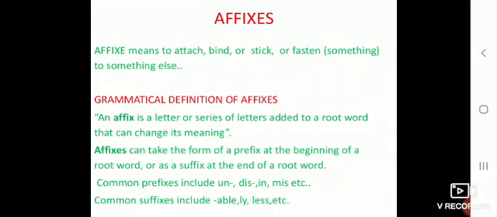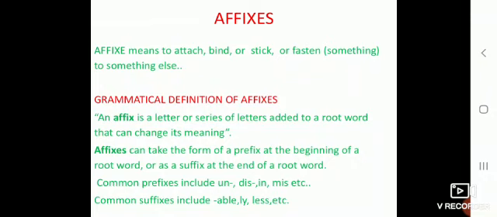So here we have some common prefixes: un, dis, in, and mis. Okay, these are some common prefixes, and there are more, which we are going to put before the root word.